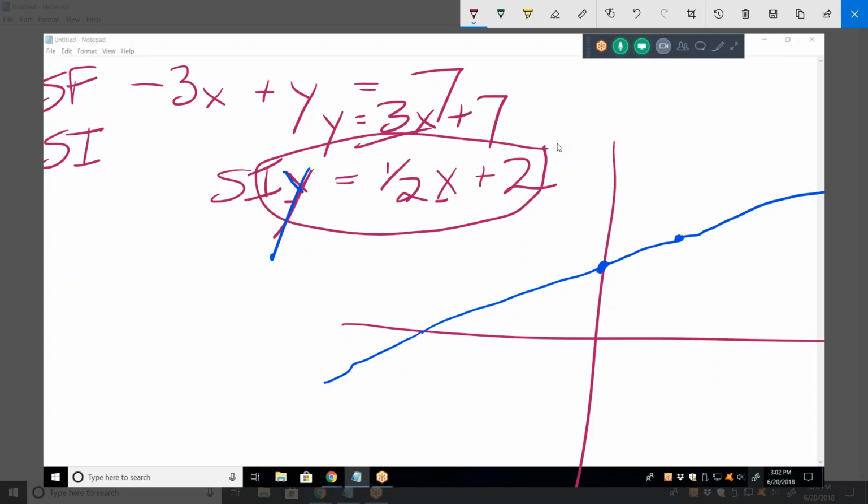So I'm going to, for starters, go up to 7, mark that there. Then go up 3, which will bring me to 10. Then go to the right 1. And that'll be solid as well. Now, that is our solution.